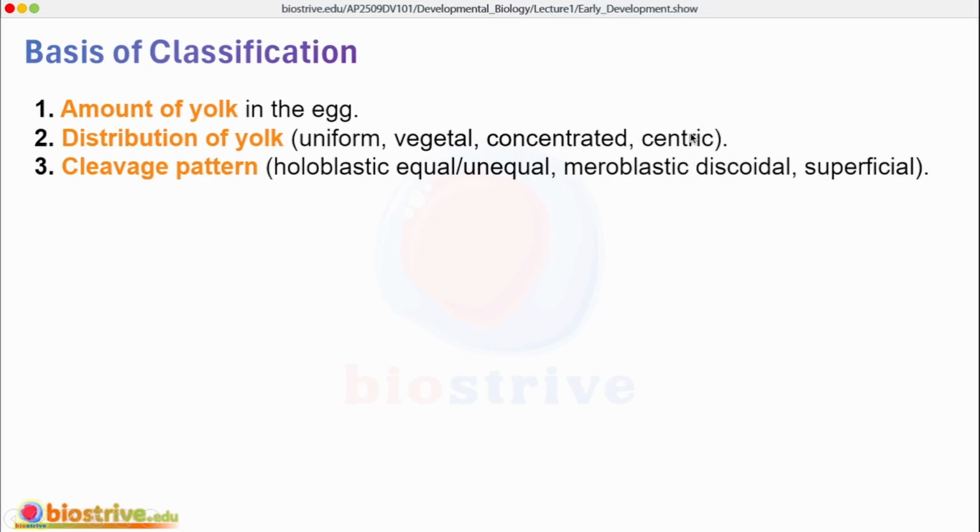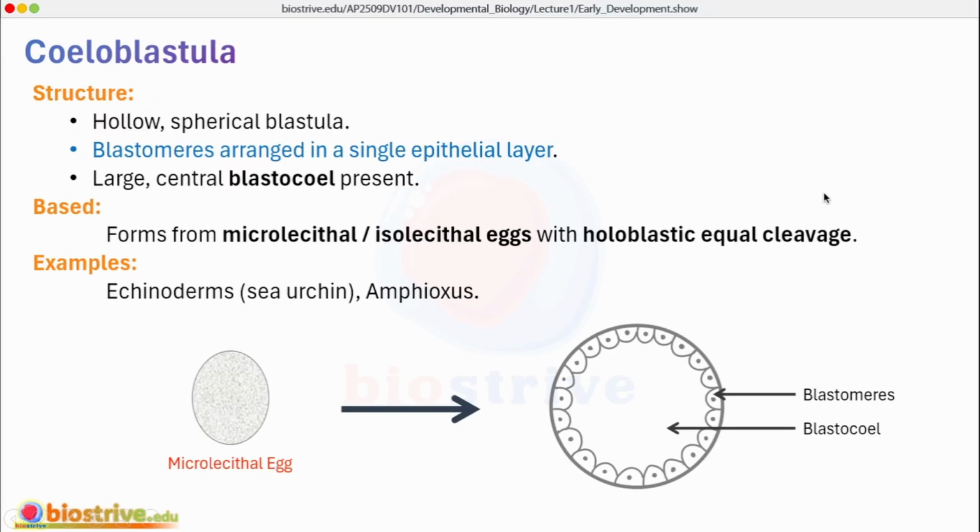And the third basis of classification is the cleavage pattern. What kind of cleavage pattern has been observed: whether it is holoblastic cleavage, whether it is meroblastic cleavage, discoidal, or superficial. The cleavage pattern also influences what type of blastula will be forming in that specific case.